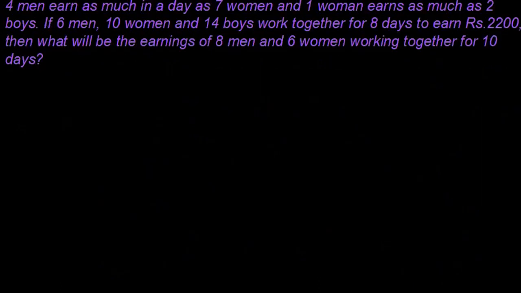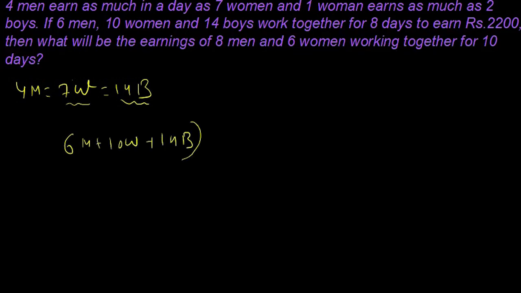4 men earn as much in a day as 7 women. Okay, good. So let's write down 4 men equals 7 women. Now 1 woman earns as much as 2 boys. So 7 women equals, straight away, 14 boys. Now 6 men, 10 women, and 14 boys work together for 8 days to earn 2200 rupees.